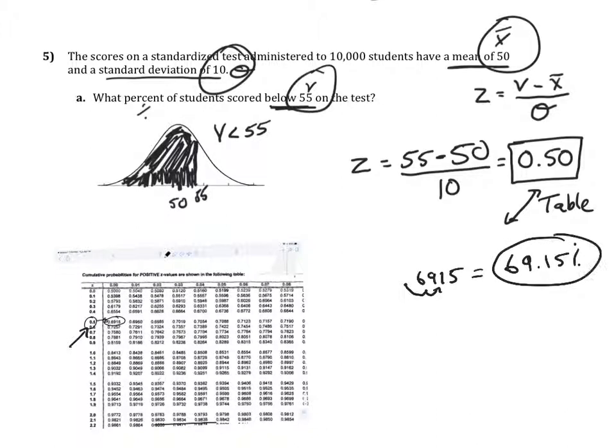So looking back at our graph, right over here, our table, or a bell curve, we can see that about 69.15% of people score below 55 on that test. And that looks pretty accurate based on what we drew there.